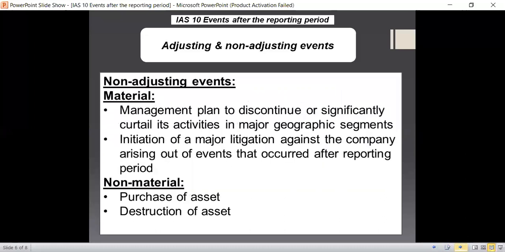Some examples related to the non-adjusting events are already given in this slide. What is the impact of non-adjusting events? Obviously, non-adjusting events will not be reflected in the financial statements of the organization. But if they are material, a disclosure will be given in the notes to the financial statements about their nature and their monetary impact on the business. And if they are non-material, we have to ignore them.